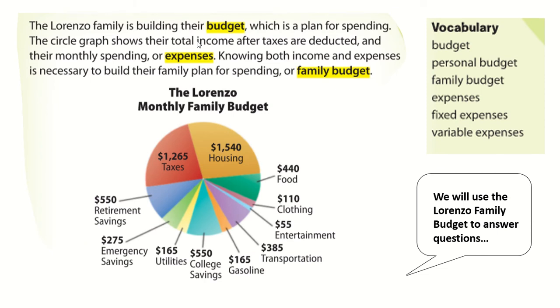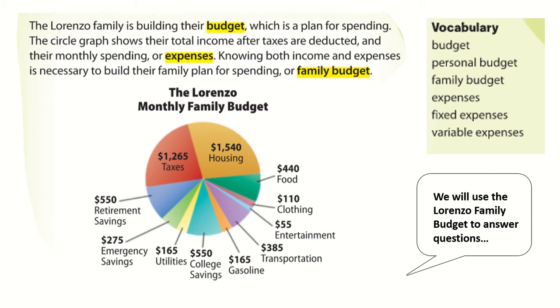Alright, this whole slide right here is going to set up what we're talking about today. We're going to refer to this picture for quite a bit. Okay, the Lorenzo family budget, it's a pie chart, as you can see. This is basically a pie chart with different categories divided up, right? And all of this represents the Lorenzo monthly family budget. We have several vocabulary words that you will hear in today's topic that you should know, and as we come across them, I will define them for you.